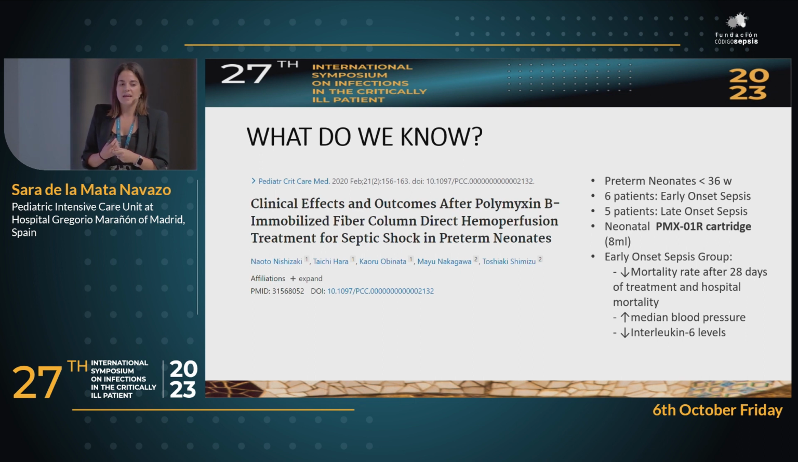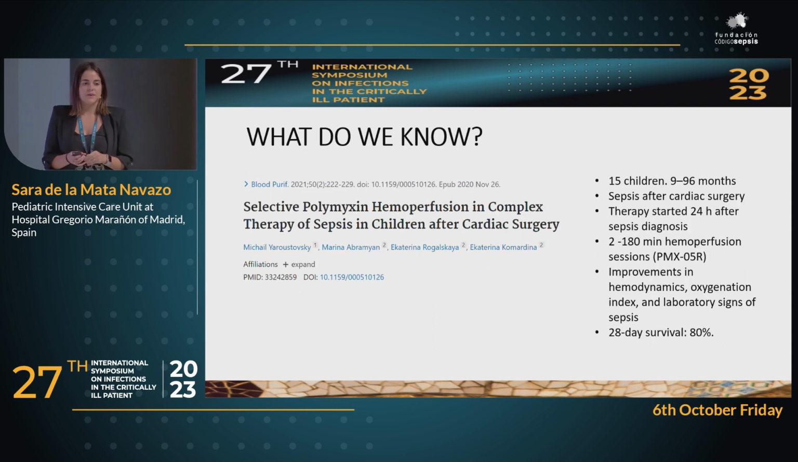And they saw in the early onset sepsis group that they had a lower mortality rate. They had an increase in hemodynamic values, and they also saw a decrease in interleukin-6 levels. There we have another report in 15 children that suffered sepsis after cardiac surgery. They performed 2 hemoperfusion sessions using the pediatric cartridge, the 5R cartridge, and they also saw improvements in hemodynamics, oxygenation index, and laboratory signs of sepsis. The survival rate at 28 days was 80%.